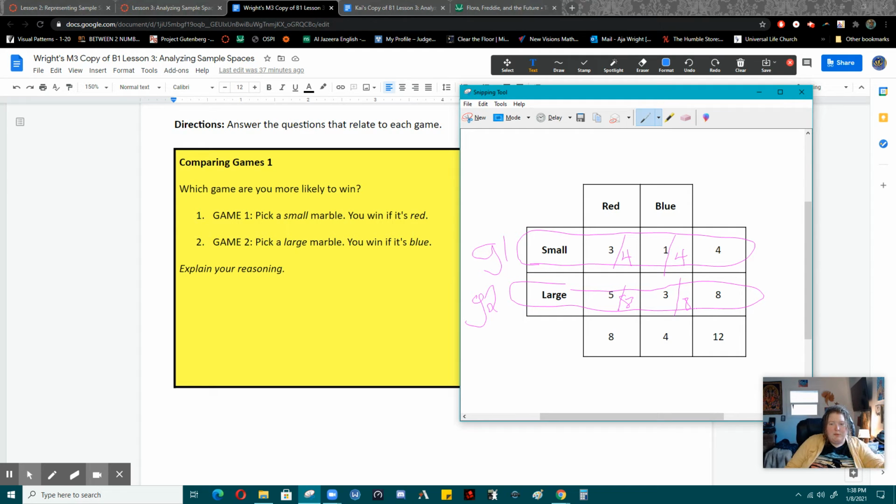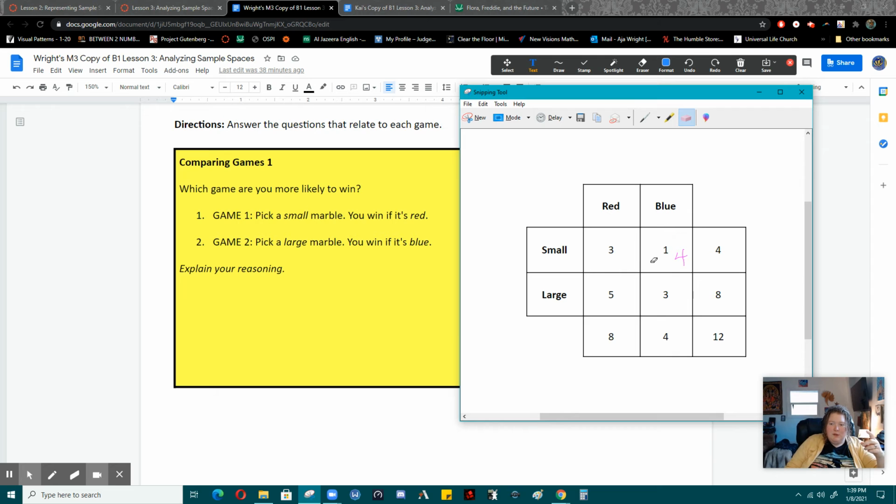So what do we want to compare between the games? We want to compare small red, that would be a 3/4 chance. Is that a better chance than a 3/8 chance? Well, if you don't know fractions very well, go ahead and do 3 divided by 4 and 3 divided by 8 and compare them. You're going to see 3/4 is bigger than 3/8 because that's going to be 0.75 versus 0.375. So which game are you more likely to win? Game one is what you're more likely to win.